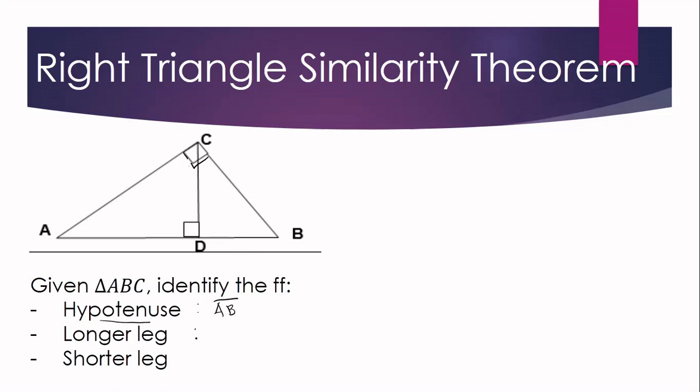Which one is the longer leg? The remaining two segments, we have AC and CB. These are the legs, obviously. Now, which one is the longer leg? Yes, the longer leg is segment AC. And which one is the shorter leg? Yes, the shorter leg is segment BC.